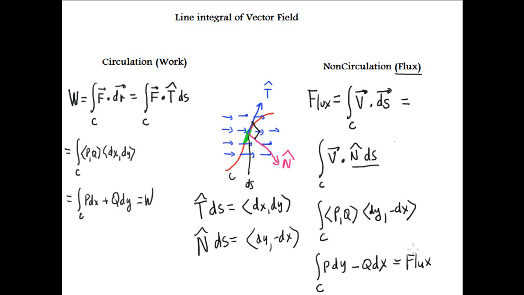Two possibilities: compute flux or compute work. Work is circulation, flux is non-circulation. Flux means computing the amount of fluid passing through the curve C per unit of time. Positive when you go from left to right. It's negative in the opposite direction.